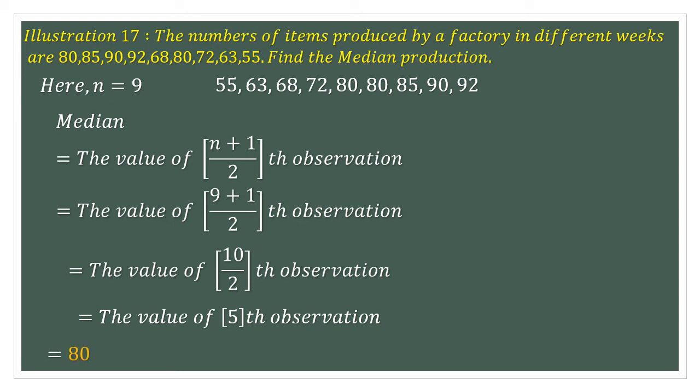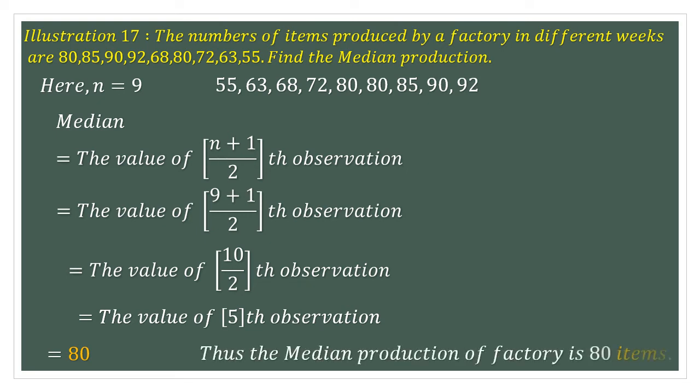I hope you got this properly. The fifth observation means you have to count the number of observations from either side because it doesn't matter, that is value 80. So just write the statement: thus the median production of the factory is 80 items. Got it, guys? Let's move forward to the next illustration.